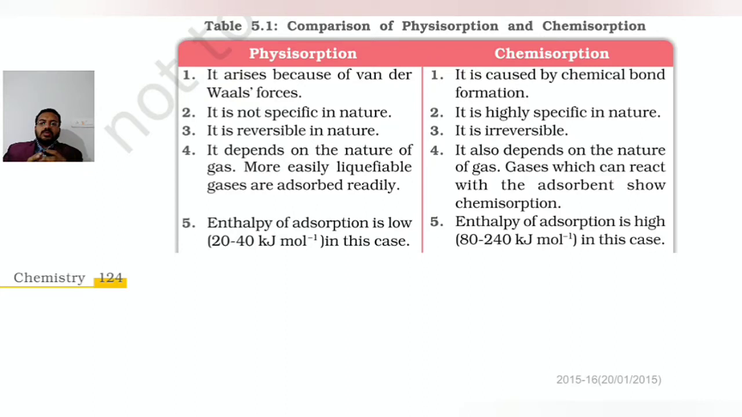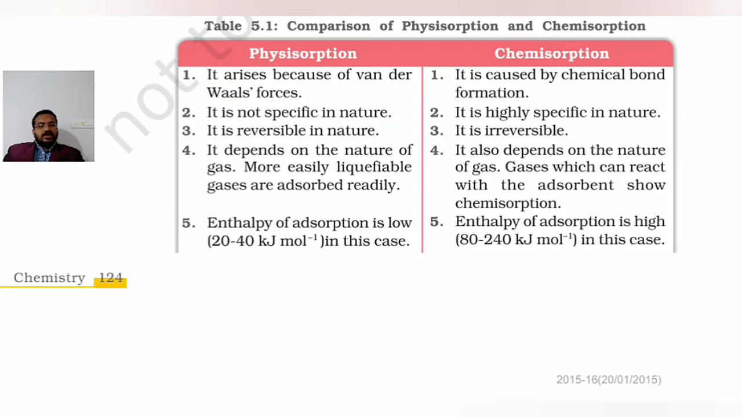If two molecules A and B are connected or adsorbed with the help of chemical bonds, it is difficult to break. That is, it is irreversible. So that is chemisorption versus physisorption. The fourth difference is physisorption depends upon the nature of the gas. More liquefiable gases are adsorbed more readily. Once again, physisorption depends on the nature of the gas. More liquefiable gases are adsorbed readily. That means physisorption is highly dependent upon the nature of the gas.